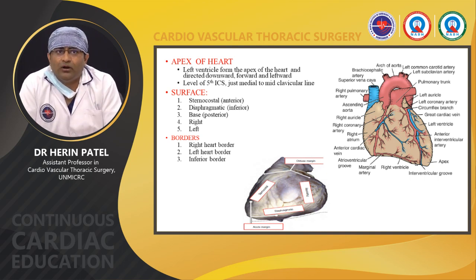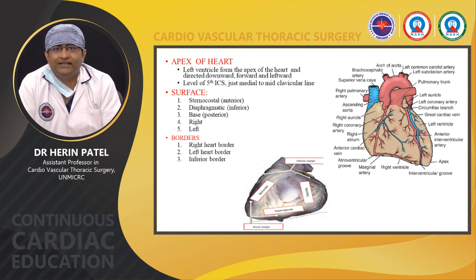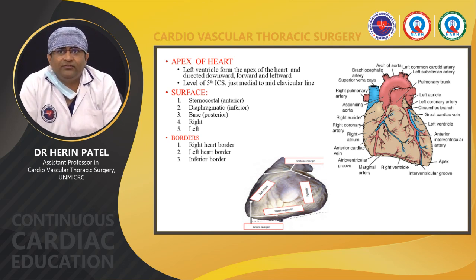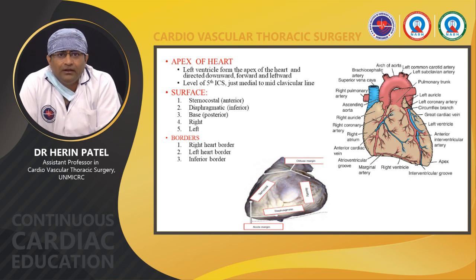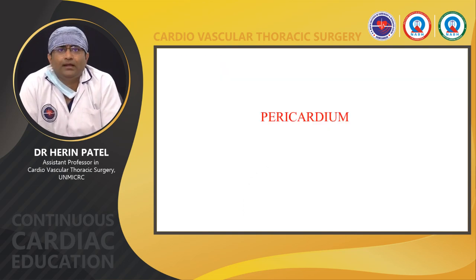The heart has 3 borders: the right heart border, the left heart border and the inferior border. As the name says, the right heart border is formed by the superior vena cava, the right auricle and the inferior vena cava. The left heart border is chiefly formed by the pulmonary artery, the left atrial appendage and the left ventricle, and the inferior border, which is also known as the acute margin of the right ventricle, is chiefly formed by the right ventricle.